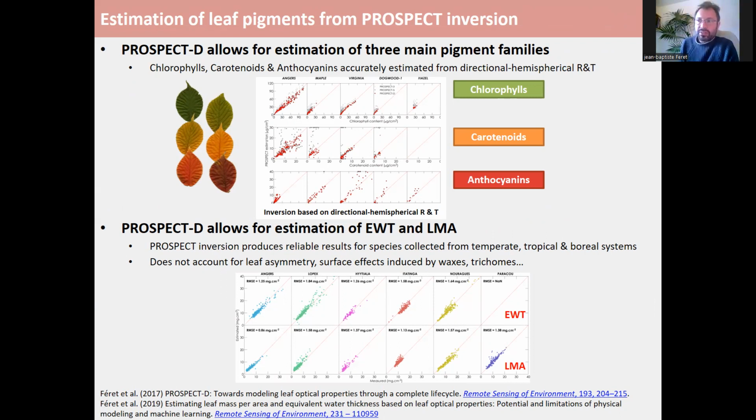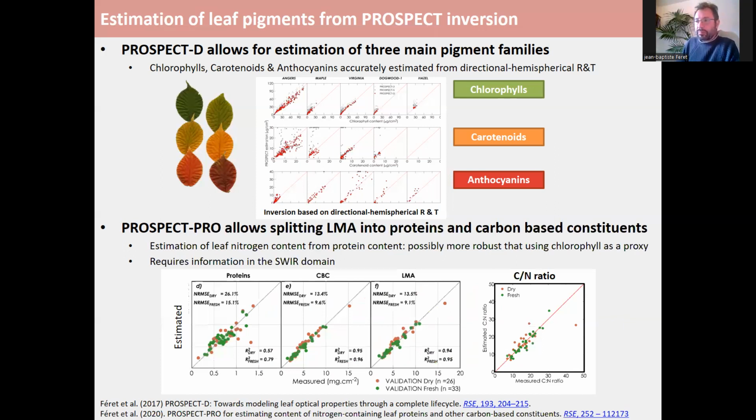Of course, PROSPECT is relatively simple and it doesn't account for leaf asymmetry and surface effects. So you can always find vegetation types where it may not work, but overall, it works quite well. And then the latest version, PROSPECT-PRO, allows estimation of leaf nitrogen content based on the protein content absorption.